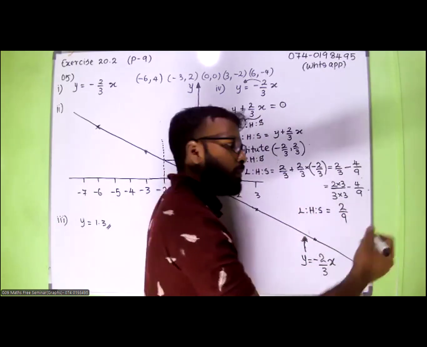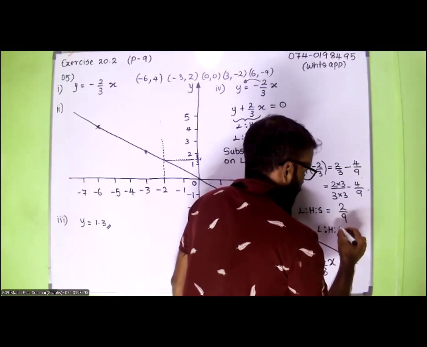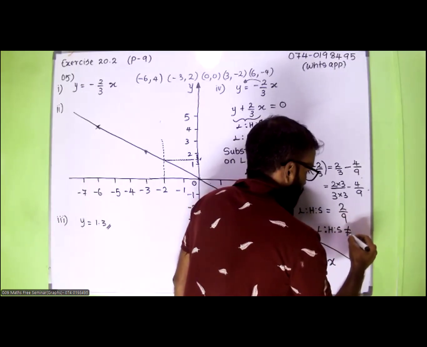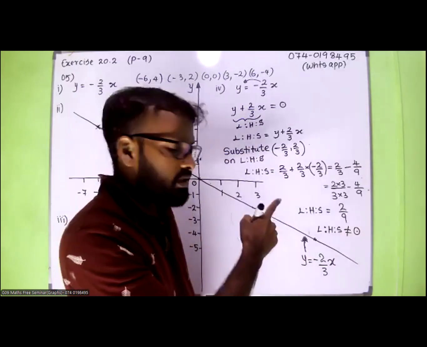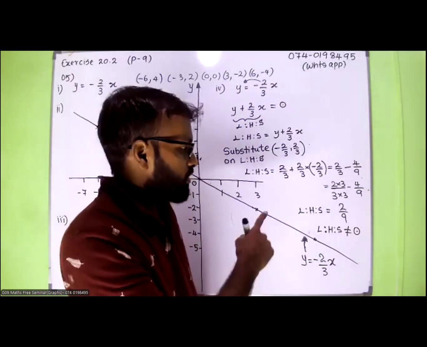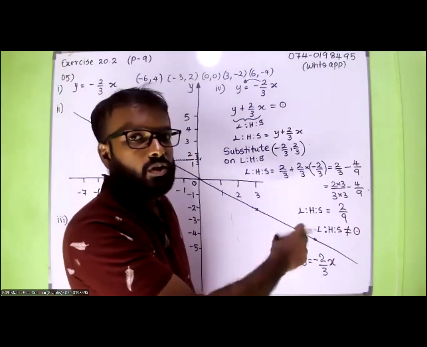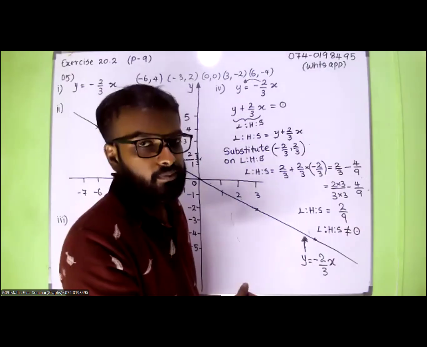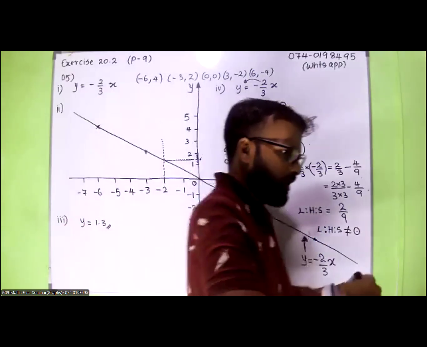So you can write, LHS does not equal 0, so the given point does not lie on the given function, or does not satisfy the given function. Done, right? So that you can write it. Make it clear.